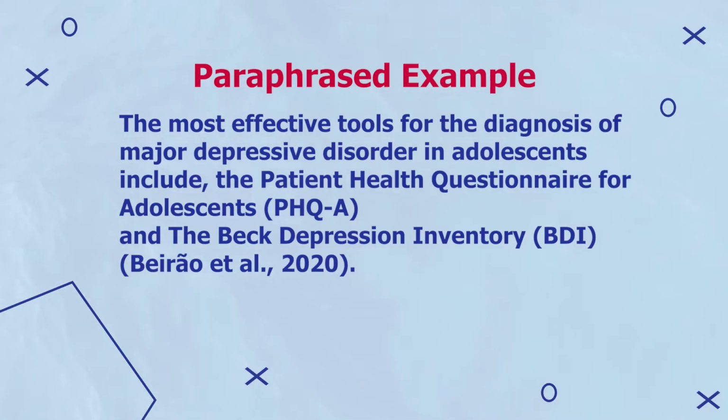The most effective tools for the diagnosis of major depressive disorder in adolescents include the Patient Health Questionnaire for Adolescents (PHQA) and the Beck Depression Inventory (BDI). Then in brackets, Beirao et al. 2020. Et al., or et al., means and others in Latin. So that's the in-text citation to show that we paraphrase that section and that is not our original idea.